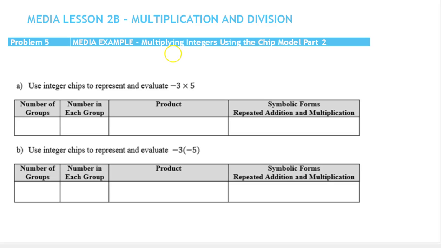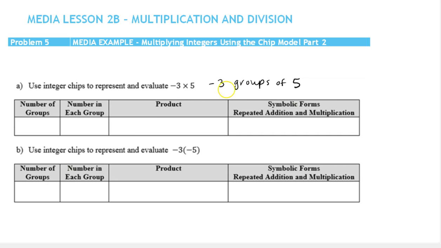Now we're going to look at some more examples of multiplying integers using the chip model, but these ones are going to be a little bit different based on the definition we've made so far. So reading this, we have -3 times 5, and we could say -3 copies or groups of 5. Now you may see that this is problematic because how do you take -3 groups?